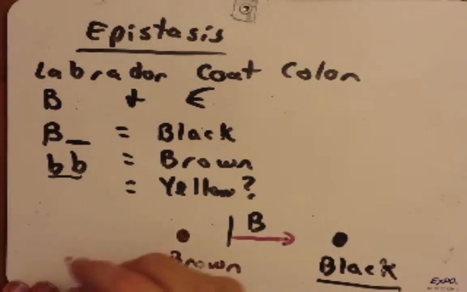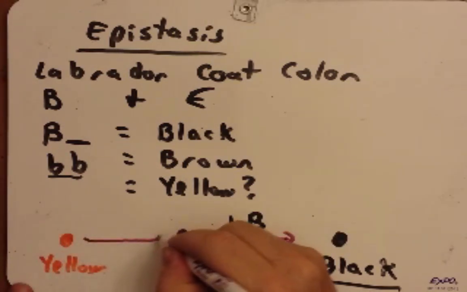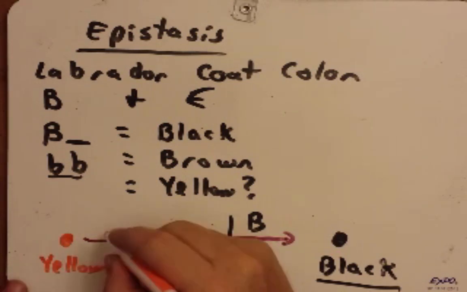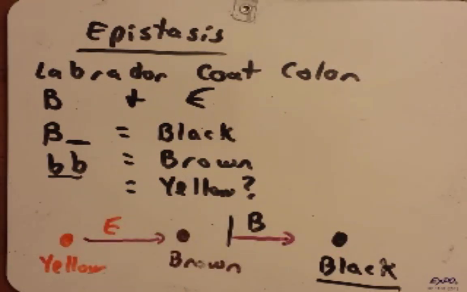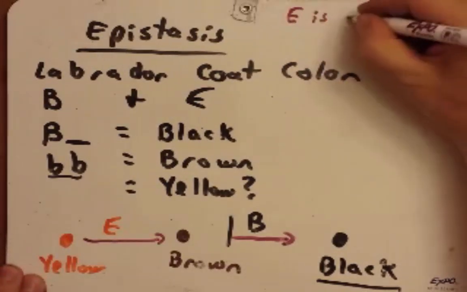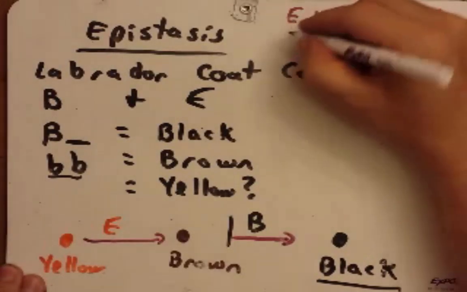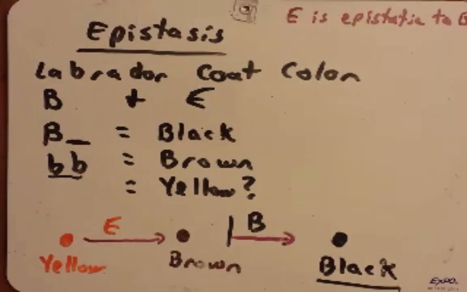So how do you get a yellow lab? Well, it turns out that there's this yellow pigment. Again, I don't have a yellow marker, and if I did, it wouldn't show up very well. And it turns out that this yellow pigment is converted into a brown pigment by the gene E. In this example, let's go ahead and write this up here. The gene E is epistatic to gene B. What that means is, if this gene is mutated, it doesn't matter what this gene is over here. So let's write down some possible genotypes then to help explain this.